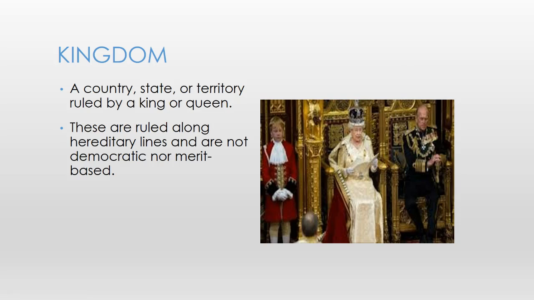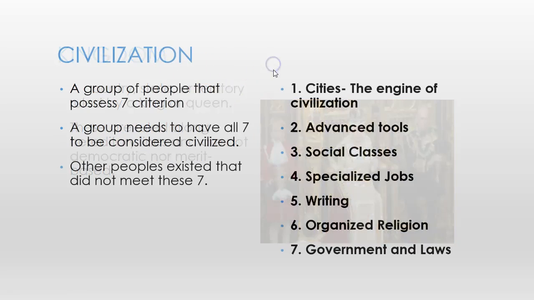Ways people rule themselves, for instance. Kingdom. It's a country, state, or territory ruled by a king or a queen. And we've learned about a lot of kingdoms. In fact, we are in the age of exploration, and we just learned about Columbus, for instance, and he sailed for King Ferdinand and Queen Isabella, the Kingdom of Spain.